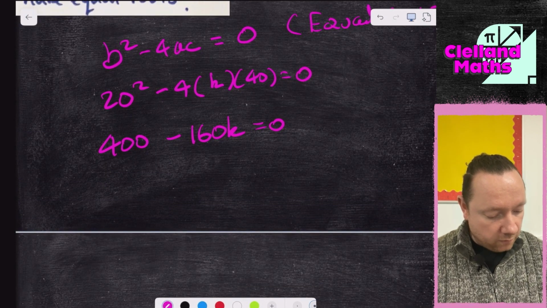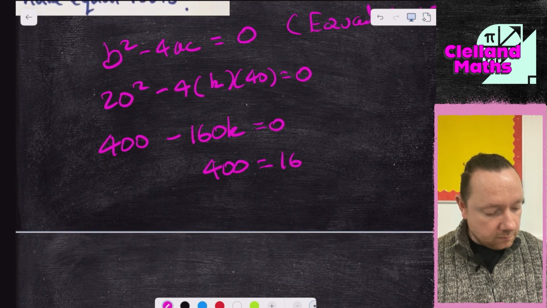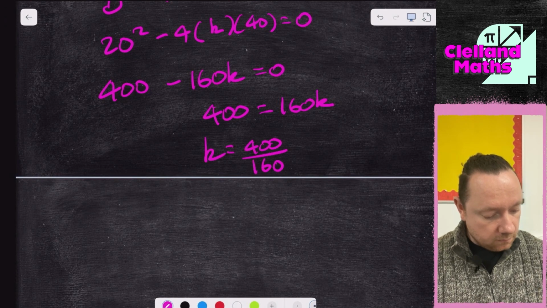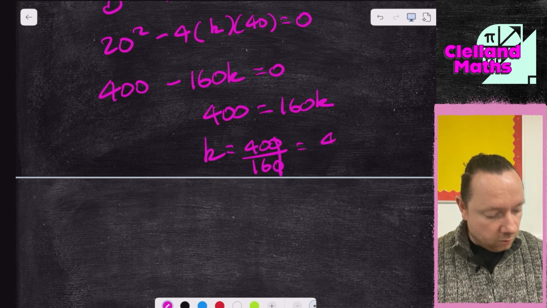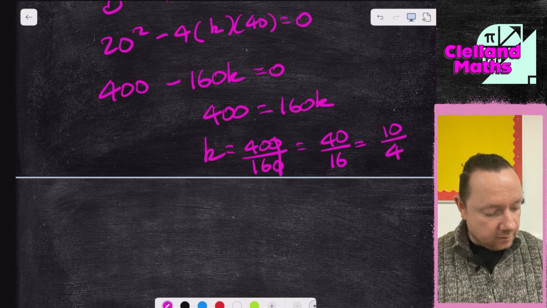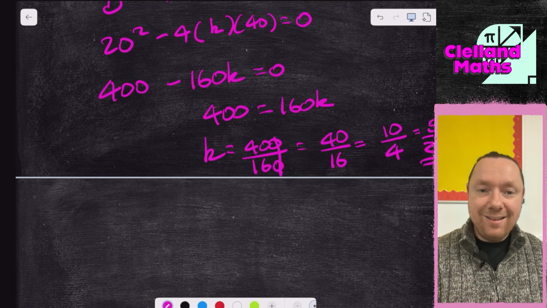Taking the 160k over to the other side, k is 400 over 160. I can divide by 10 to get 40 over 16. 4 10s is 40, 4 4s is 16. There's a bigger number that goes in, 8 I suppose, but then divide by 2 to get 5 over 2. k is 5 over 2, and we're done there.